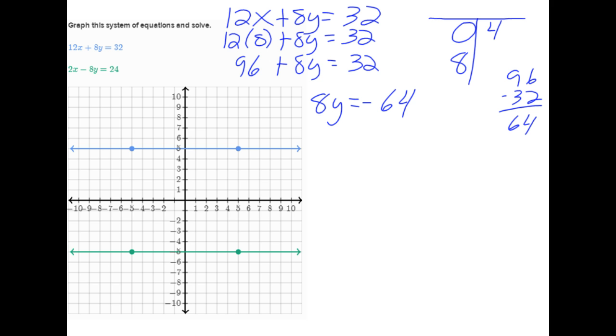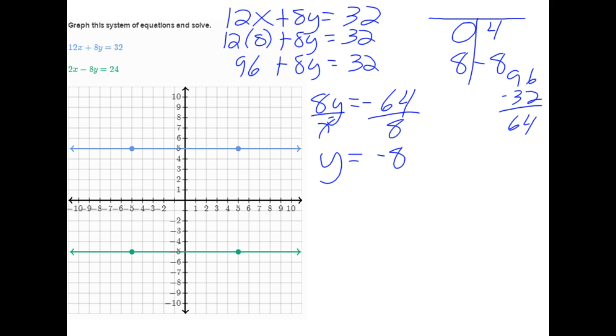And then divide both sides by 8. Divide by 8, divide by 8. Y equals a negative 8. So at 8, you get a negative 8. Those are your 2 points. You graph those 2 points.